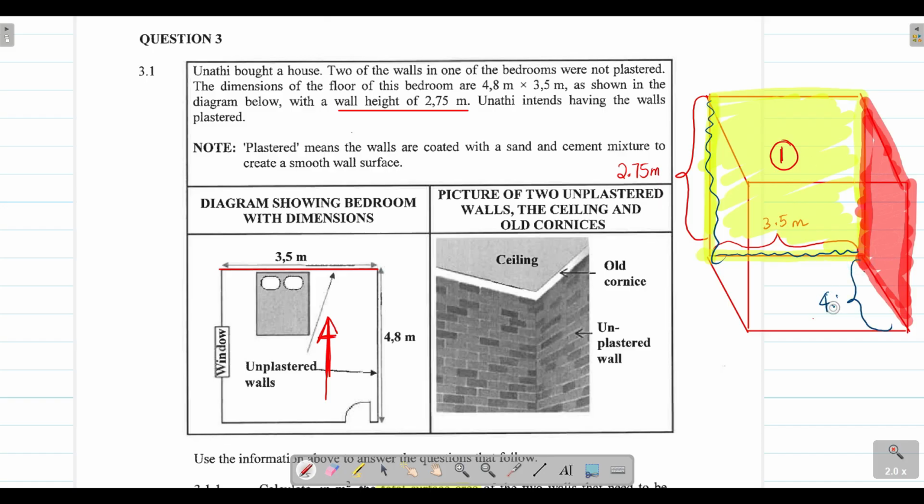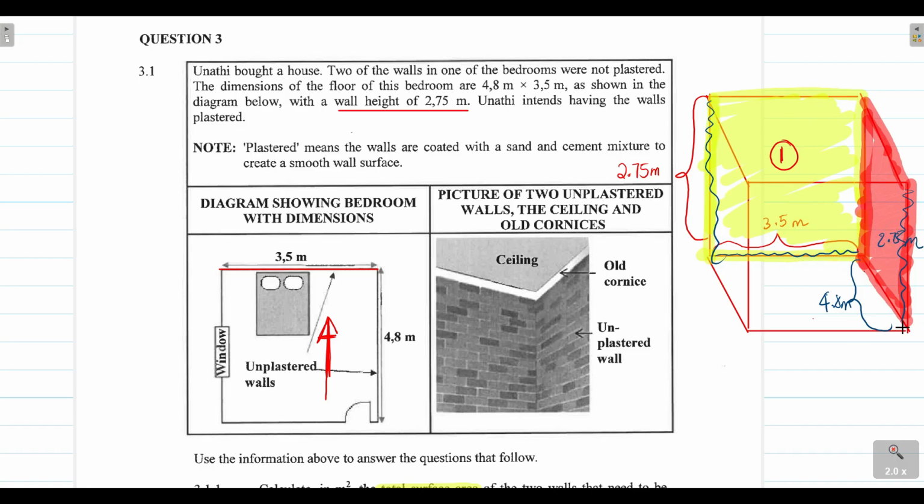So that is 4.8 meters. So when you're in the room and you're facing that wall, you will see that length of 4.8 meters. What else will you see? You will see that height there as you are standing in the room. Okay, so what is the wall height? So that wall height is still that 2.75 meters.